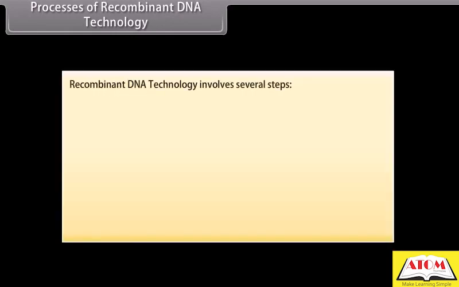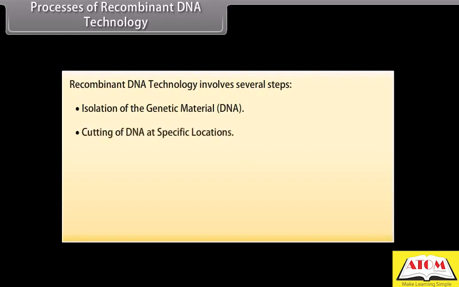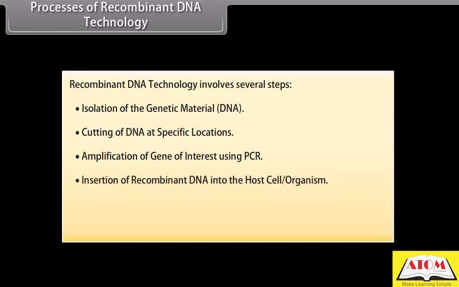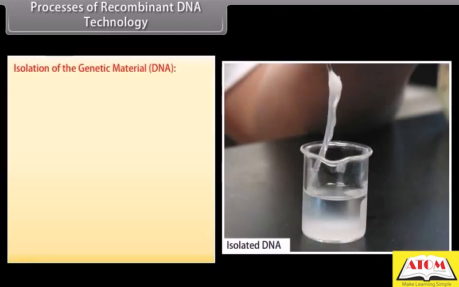Processes of recombinant DNA technology. Recombinant DNA technology involves several steps: isolation of the genetic material, DNA, cutting of DNA at specific locations, amplification of gene of interest using PCR, insertion of recombinant DNA into the host cell organism, obtaining the foreign gene product, downstream processing.